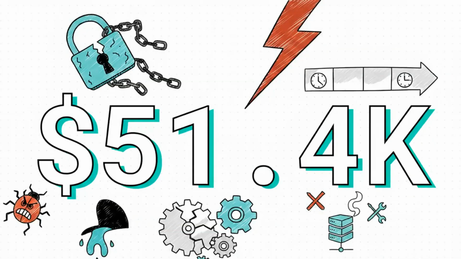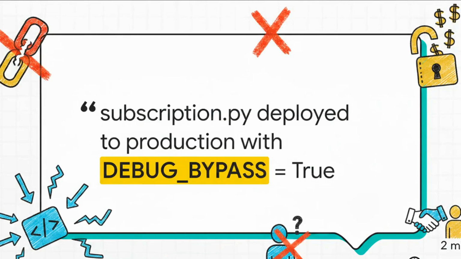Okay, to kick things off, let's talk about this massive number, $51,400. That is exactly what one company lost in a matter of just 4 hours and 12 minutes. No way, right? But why did it happen? Because of a single, catastrophic failure in their development workflow that slipped right through to production. And get this, that devastating incident was caused by just 4 tiny lines of code.